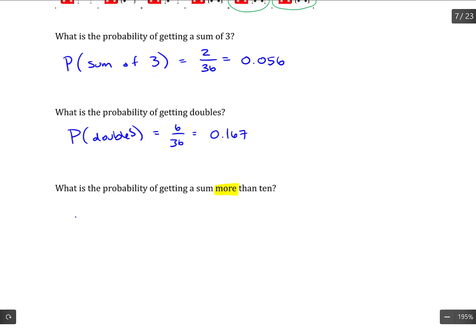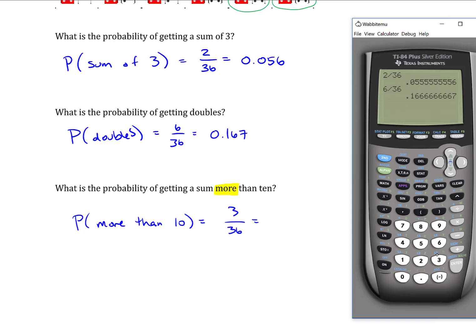So this probability, more than 10, would be 3 over 36, and we'll change that to a decimal, 0.083.